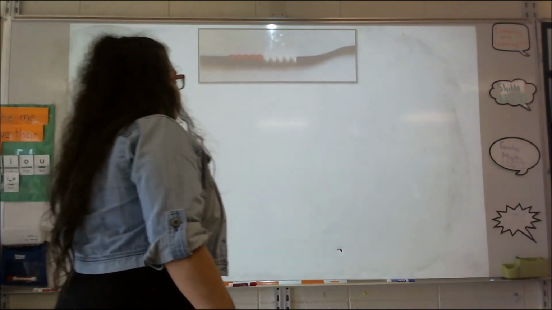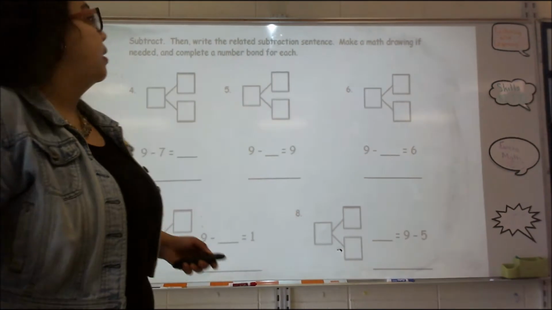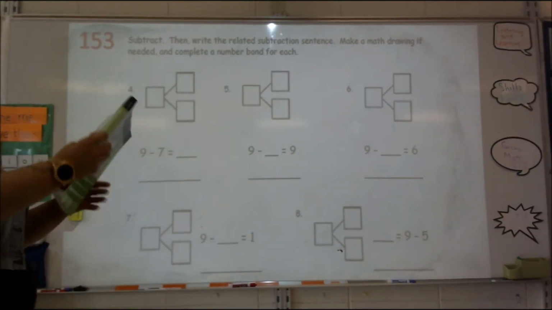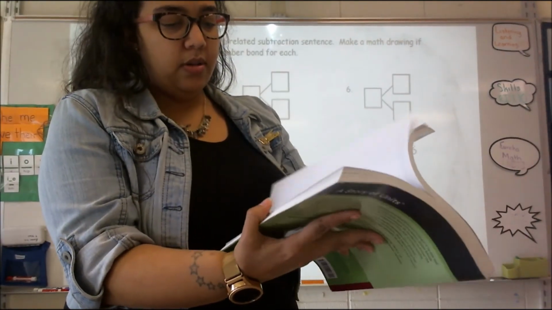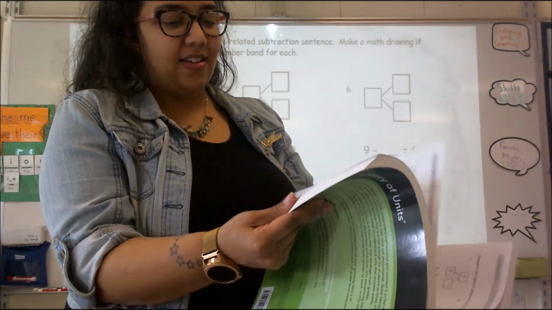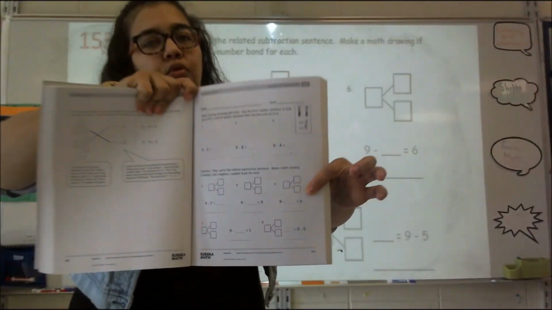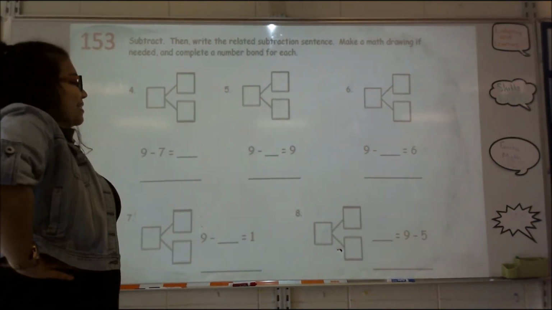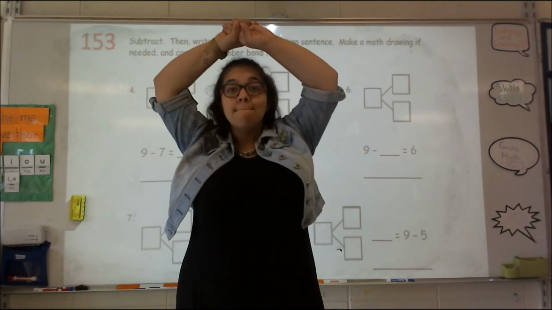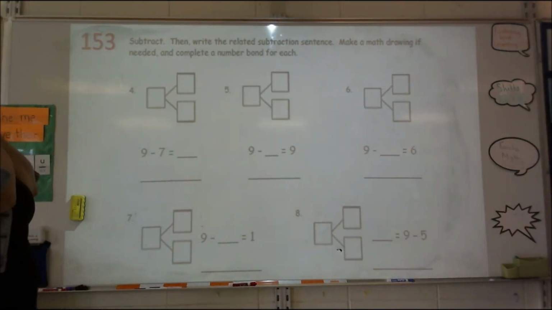We're going to proceed with some practice that's coming out of our Succeed book on page 153. So this one right here, the bedroom book, because this is the homework book. See how they did that? I think that's really smart actually. Look right here. See? Matches exactly what's up here. Each of these problems has a whole that is 9. And we are looking to subtract, then write the related subtraction sentence.